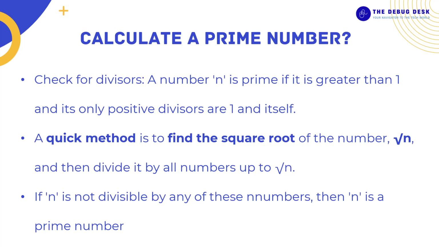A quick method that we will be using in this video is to find the square root of that number, root n, and then we will start from number 2 and go up to root n, and we will check if any of the numbers between 2 and root n can divide this particular number or not. If we can divide it, then it is not a prime number, otherwise it is a prime number.